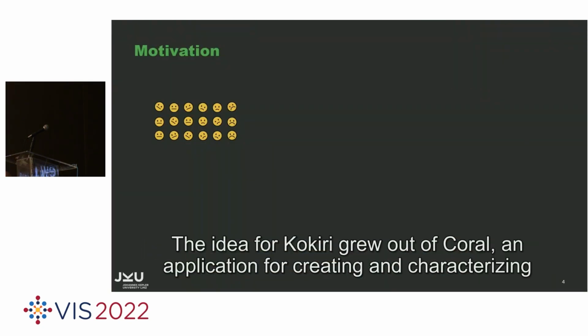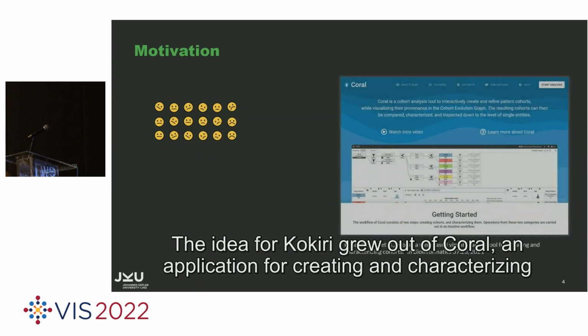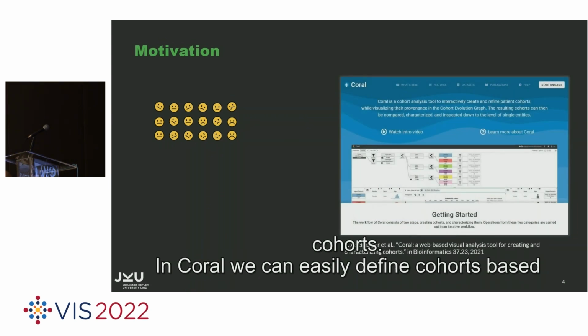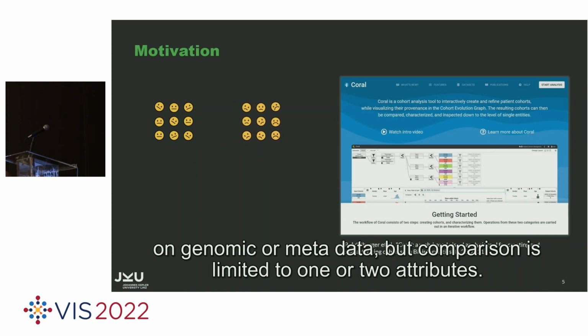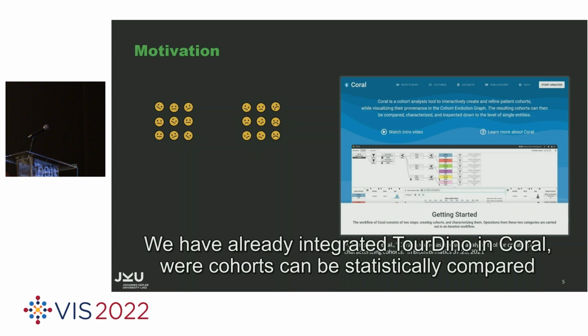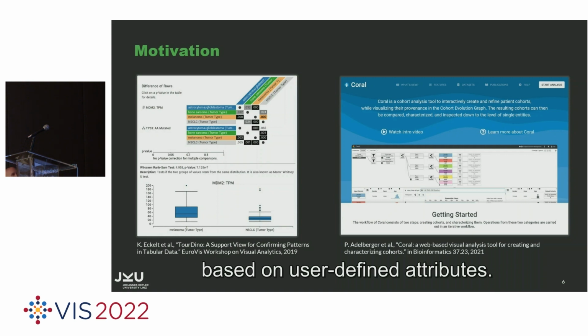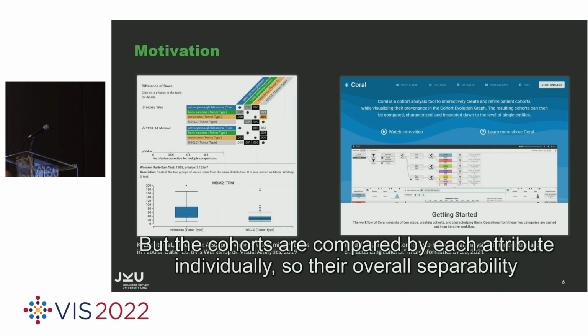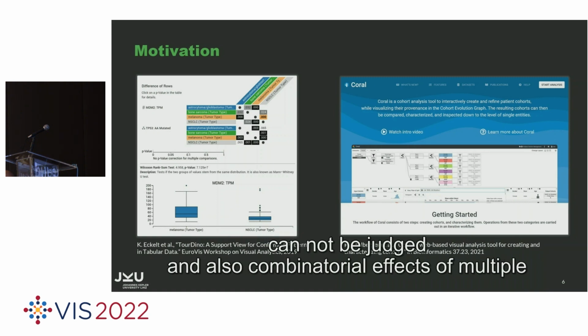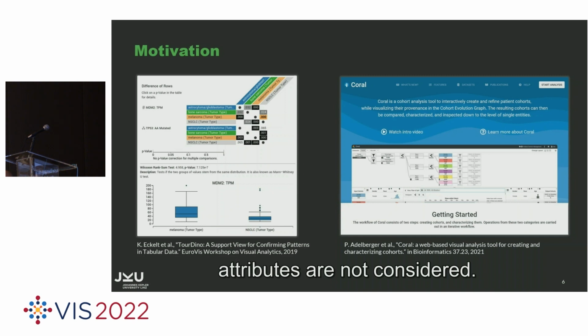The idea for Kokiri grew out of Coral, an application for creating and characterizing cohorts. In Coral, we can easily define cohorts based on genomic or metadata, but comparison is limited to one or two attributes. We have already integrated Tordino in Coral, where cohorts can be statistically compared based on user-defined attributes. But the cohorts are compared by each attribute individually, so their overall separability cannot be judged, and also combinatorial effects of multiple attributes are not considered.